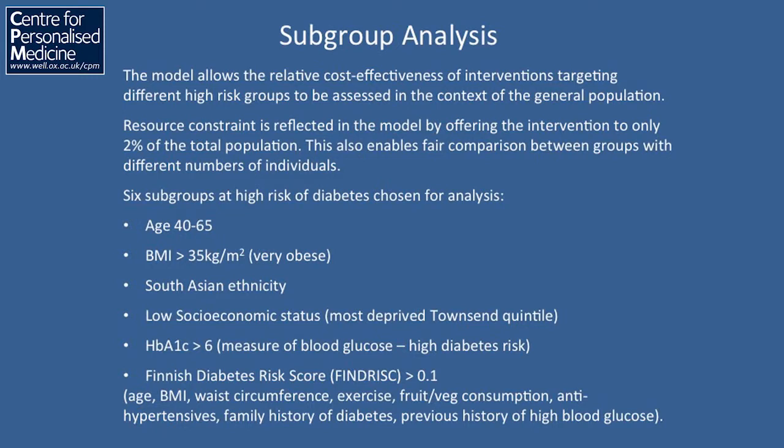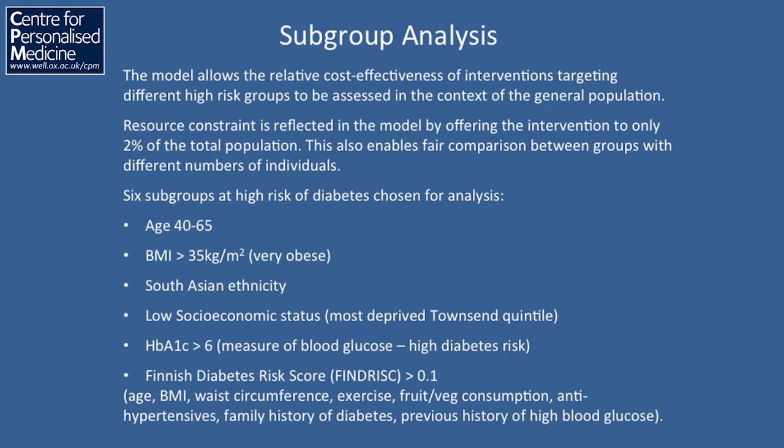So age is obviously a risk, so everyone between 40 and 65. A high BMI over 35, which is above the 30 is the level for obese, so it's higher than that. South Asian ethnicity, low socioeconomic status, so this is the lowest fifth of the population. HbA1c, which is a measure of blood glucose, greater than 6, so this is high risk for diabetes.